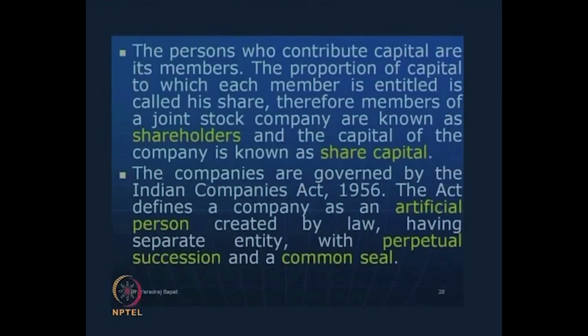Some unique features of the company, as we have seen, are that company is an artificial person with a separate entity and it has a perpetual succession. So even if 1 or 2 or 5 or 100 owners come and go, the company continues forever because it is created under law. And just as an individual signs, company has a common seal which is recognized as a symbol of a company. Now there are a lot of advantages of company.